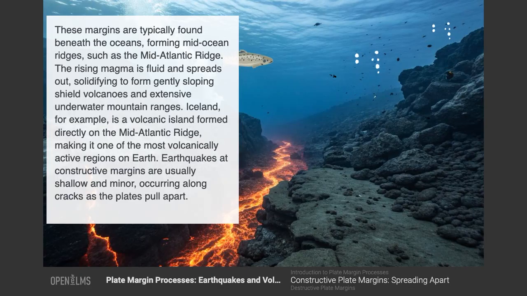These margins are typically found beneath the oceans, forming mid-ocean ridges, such as the Mid-Atlantic Ridge. The rising magma is fluid and spreads out, solidifying to form gently sloping shield volcanoes and extensive underwater mountain ranges. Iceland, for example, is a volcanic island formed directly on the Mid-Atlantic Ridge, making it one of the most volcanically active regions on Earth. Earthquakes at constructive margins are usually shallow and minor, occurring along cracks as the plates pull apart.